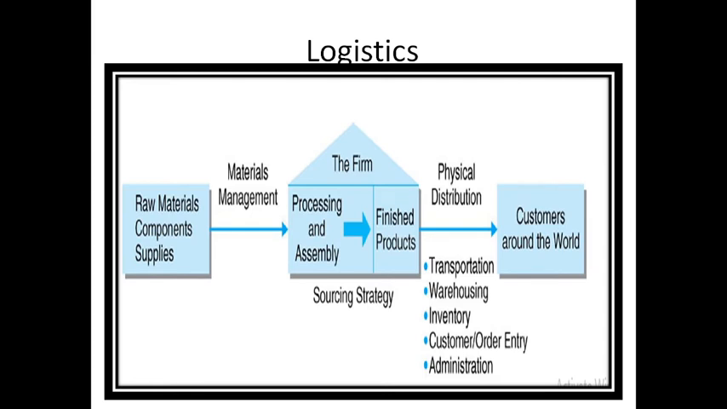Now here is more detail about logistics. From the raw material and component suppliers, the materials are supplied to the manufacturing firm. There, processing and assembling take place, and that leads to finished products. These finished products again need to be distributed to customers, varied types of customers, and for that, varied types of functions or operations, or you can say services, are required, such as transportation, warehousing, inventory management, order processing, administration, etc. So this is about logistics.